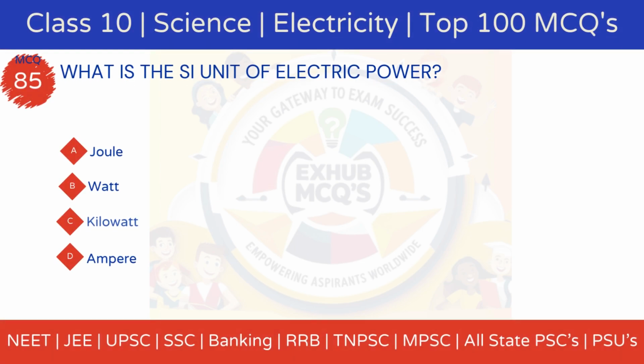MCQ 85. What is the SI unit of electric power? Option A, Joule. Option B, watt. Option C, ohm. Option D, ampere.